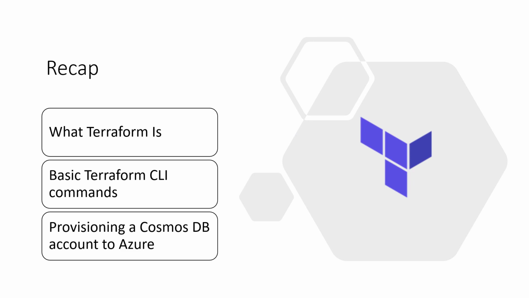So to recap, in this video, we learned what Terraform is and how we can use it to automate the provisioning of our cloud infrastructure. We learned some basic Terraform CLI commands that we can use to validate our Terraform code, create our execution plans, and then apply it. And we learned all of this in the context of provisioning an Azure Cosmos DB account. In upcoming videos, we'll use Terraform to provision more Azure Cosmos DB related resources, as well as use Terraform to connect our Azure Cosmos DB account to other resources in Azure, such as Log Analytics and Azure Key Vault.